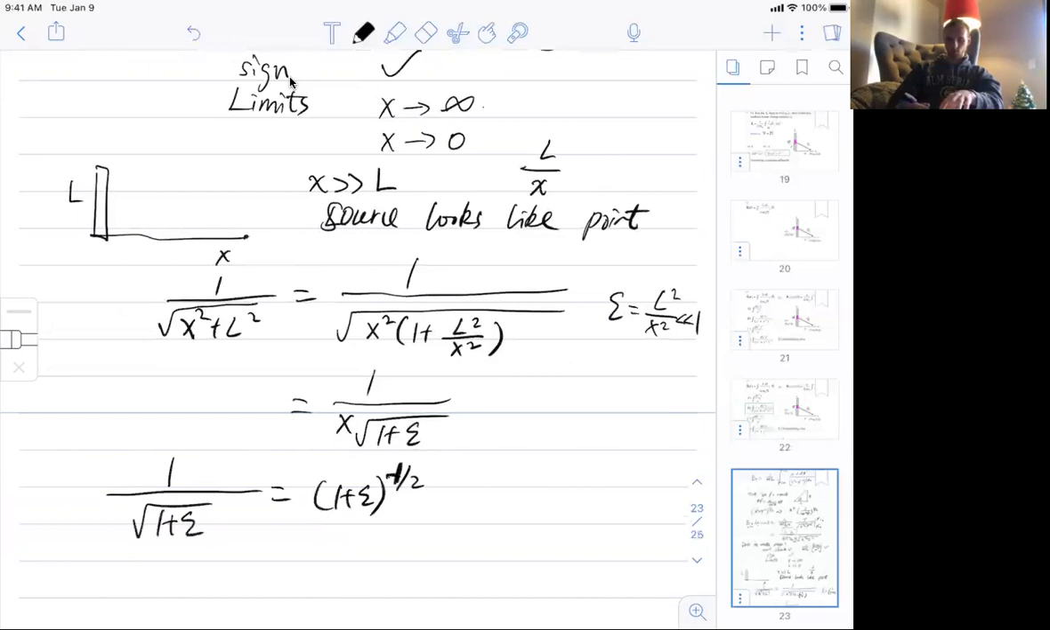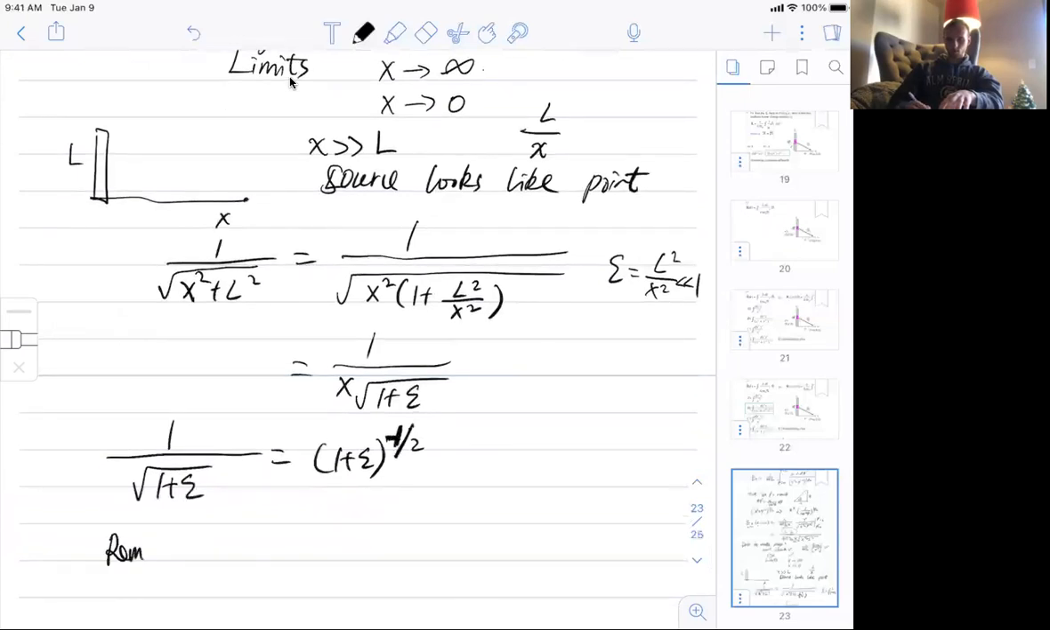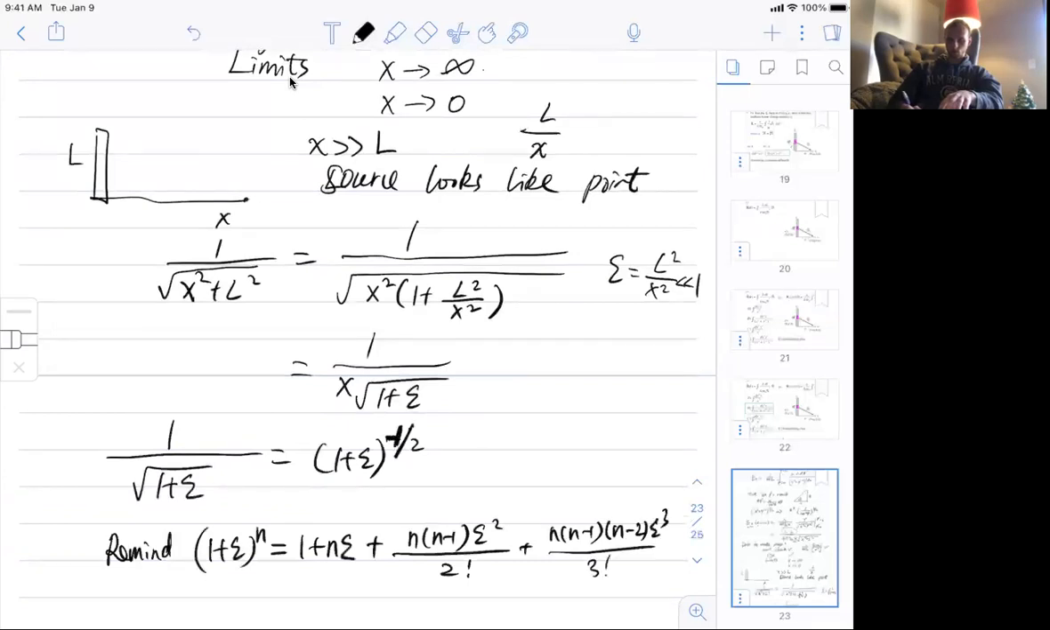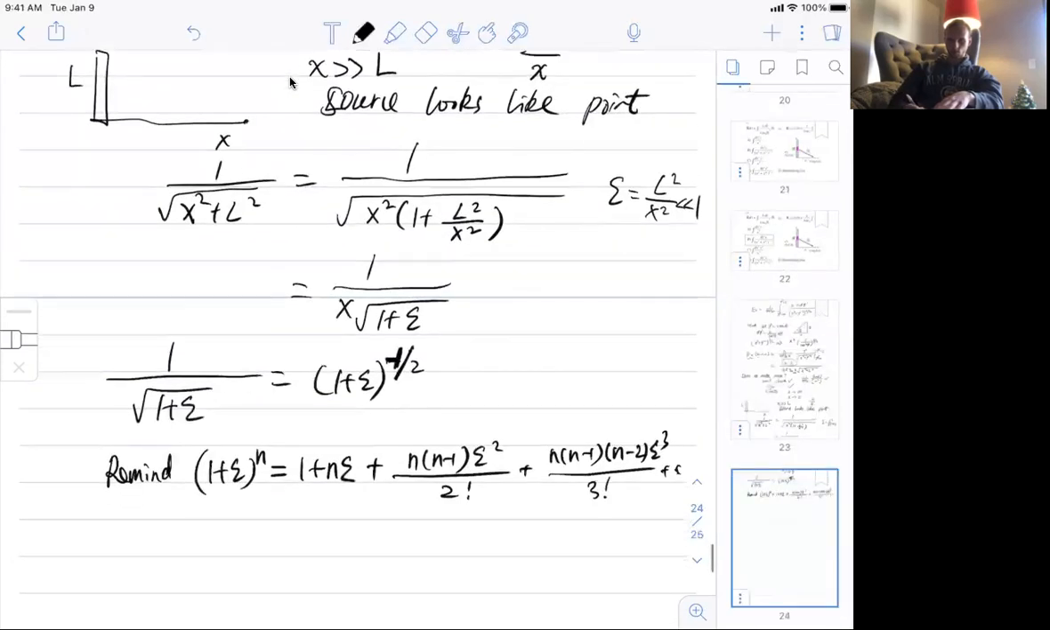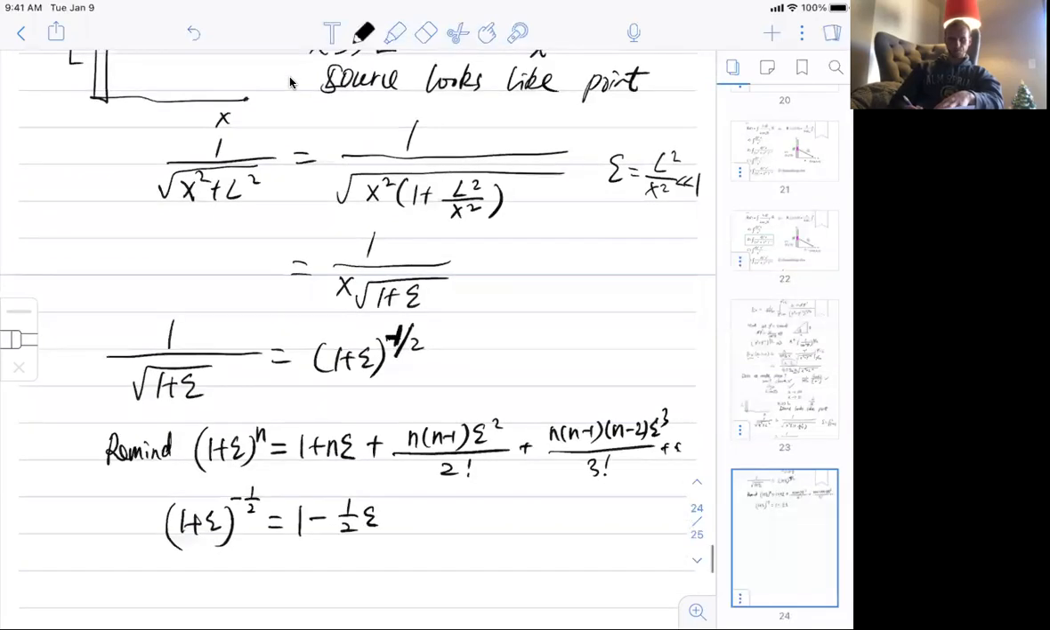Negative 1/2. To remind ourselves, this to the power of n can be expanded in this format, with 2 factorial, and we have further terms, and so on and so on. But I usually only need the first couple of terms. I don't need to expand it, I can ignore the higher order terms. So in this case, 1 plus epsilon to the power of -1/2 is going to be 1 minus 1/2 epsilon. So let me simply use that in my expression.